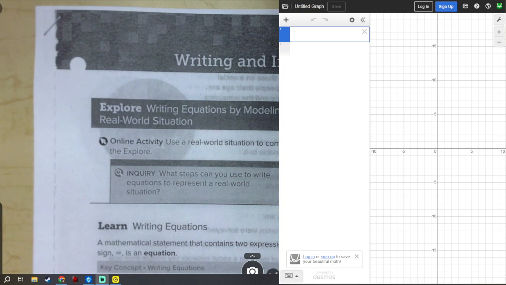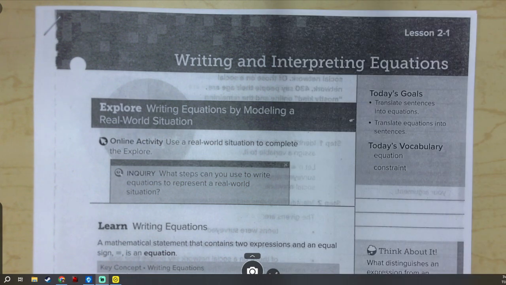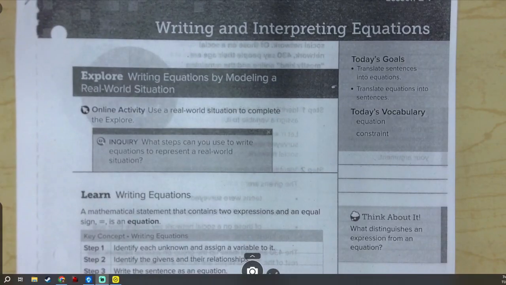Hello and welcome. Let's turn off Desmos. We won't need that for today. We are starting writing and interpreting equations.